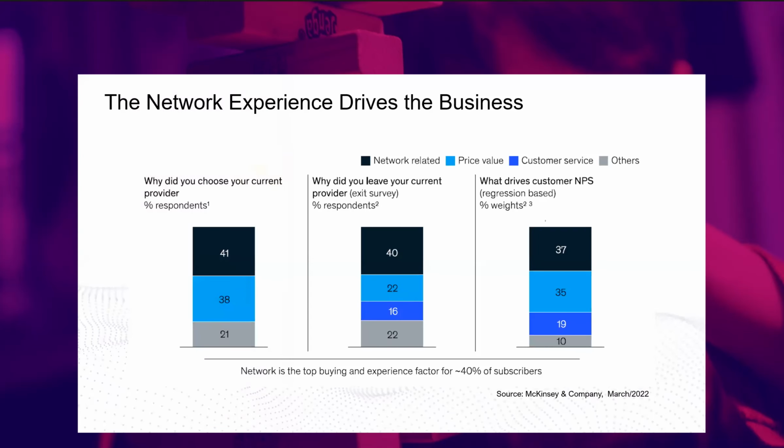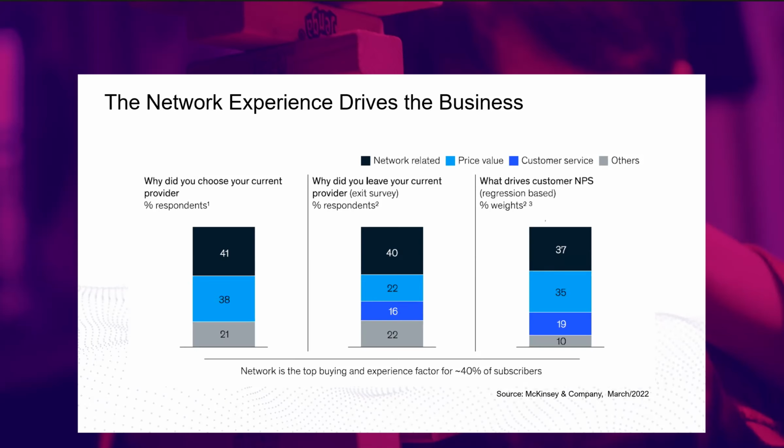And this fact is also supported by another study done by McKinsey in 2022. In this study, they looked at 3 factors: why end customers choose a specific service provider, why they left that provider, and what drives the customer net promoter scores. And in all of these cases, roughly 40% for each of these 3 cases, by far the largest category was related to network.